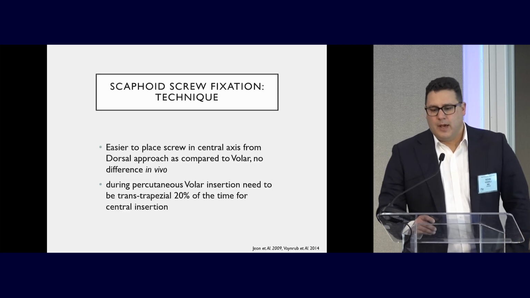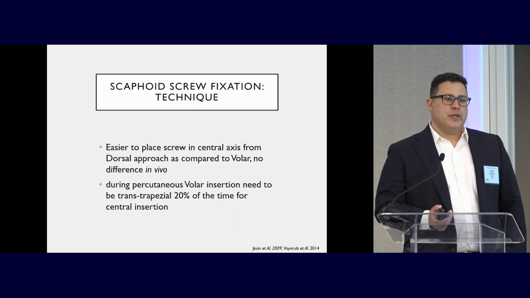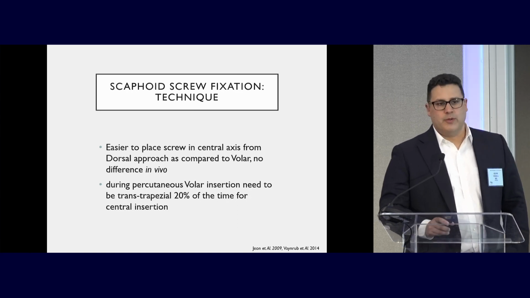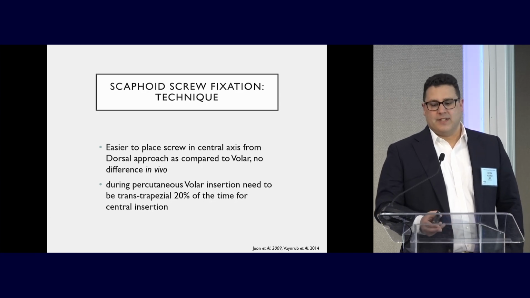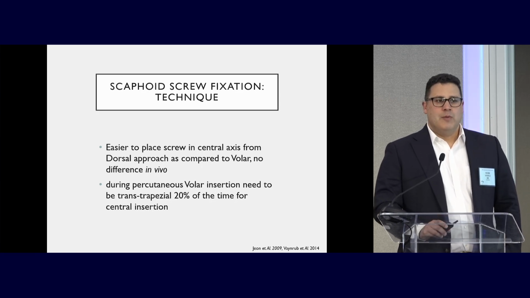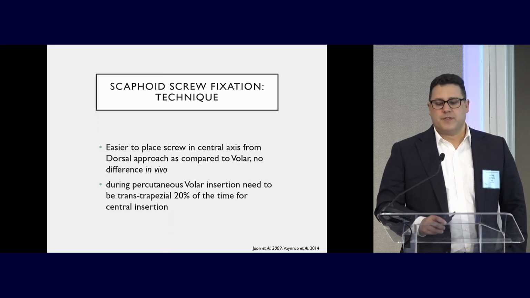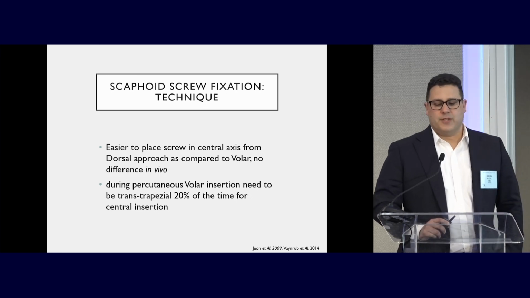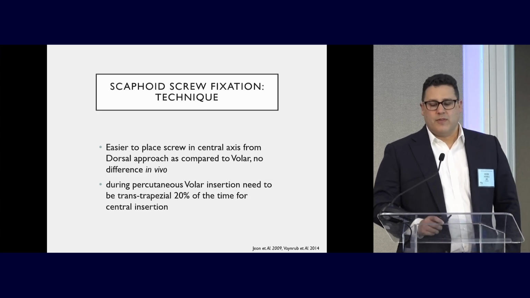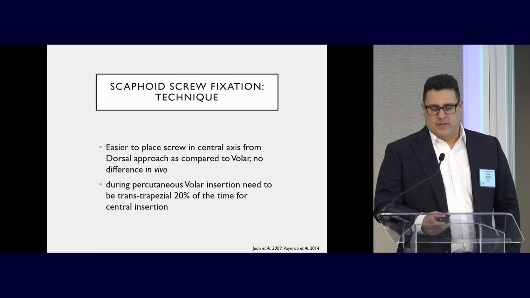All right. We know from other studies that it's much easier to put in a screw from a dorsal approach as opposed to volar, to put it into the central axis of the scaphoid, but there is no difference in vivo in healing rates between these two techniques. We also know that during percutaneous volar insertion, almost a quarter of the time you actually need to go through the trapezium to put it into the central axis of the scaphoid. Okay.